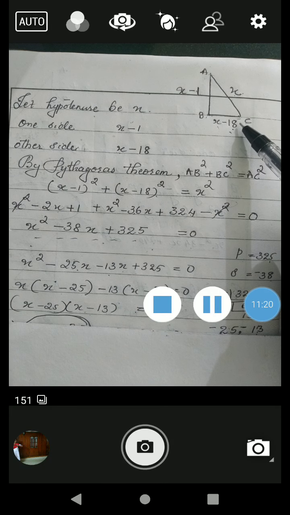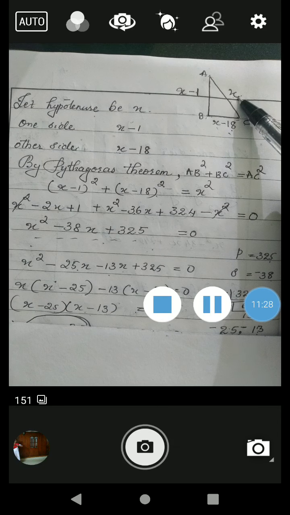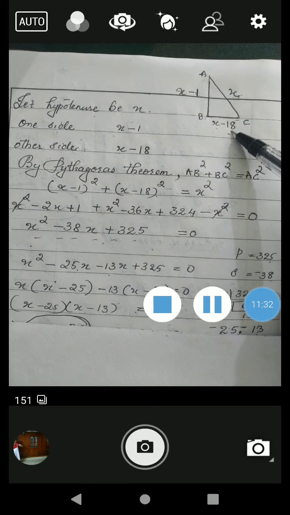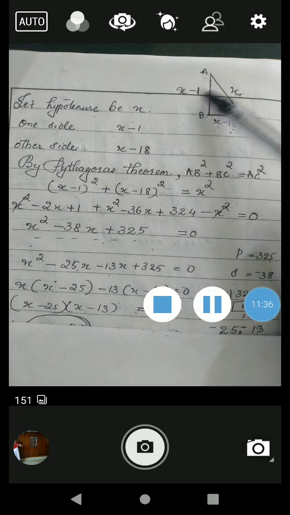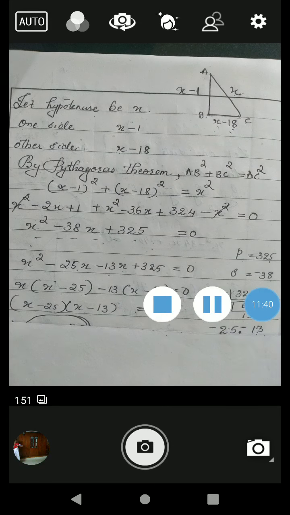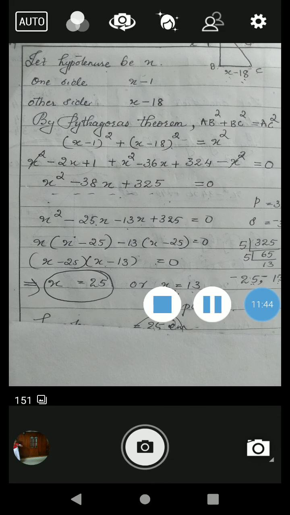Is it possible? No. So we can ignore that value. So the value of x is 25. 25 is possible. 25 minus 18 is positive, and 25 minus 1 is also positive. You can check by substituting these values and checking whether the answer is correct or not.